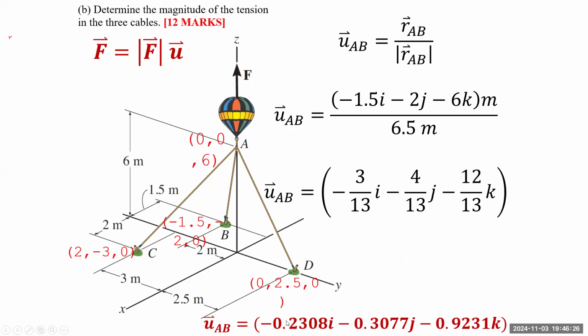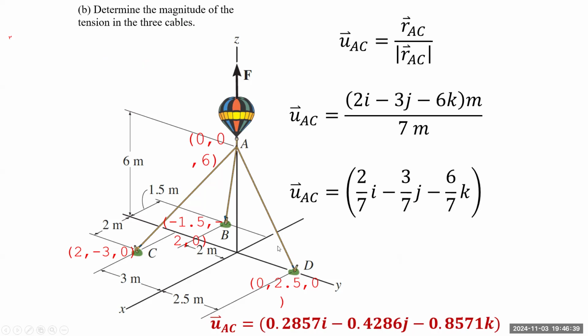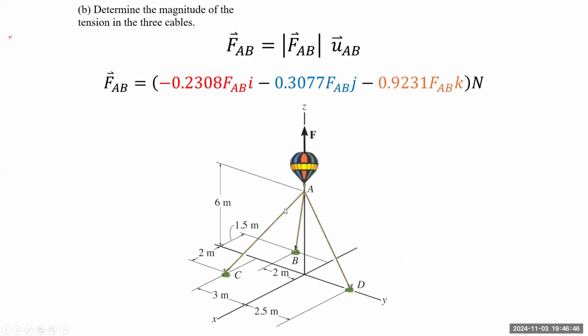Right? So you have the unit vector for all of them. Now that you have the unit vector, it says determine the magnitude of the tension in the three ropes, using the magnitude of the force times the unit vector. Let's continue. All right. So you found all of the unit vectors.